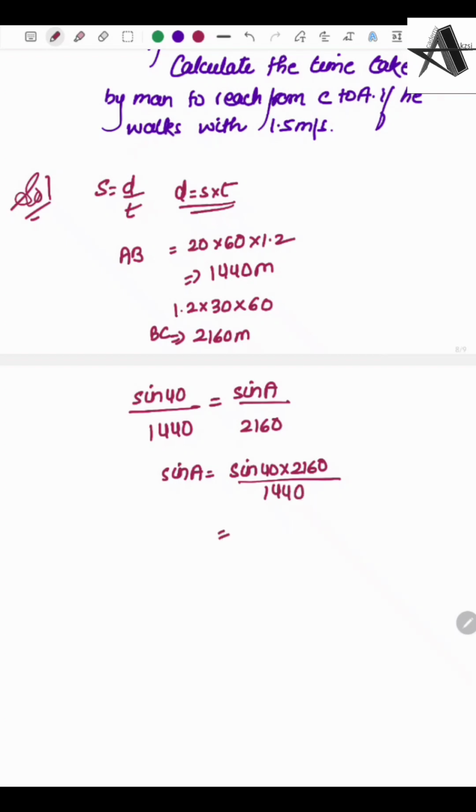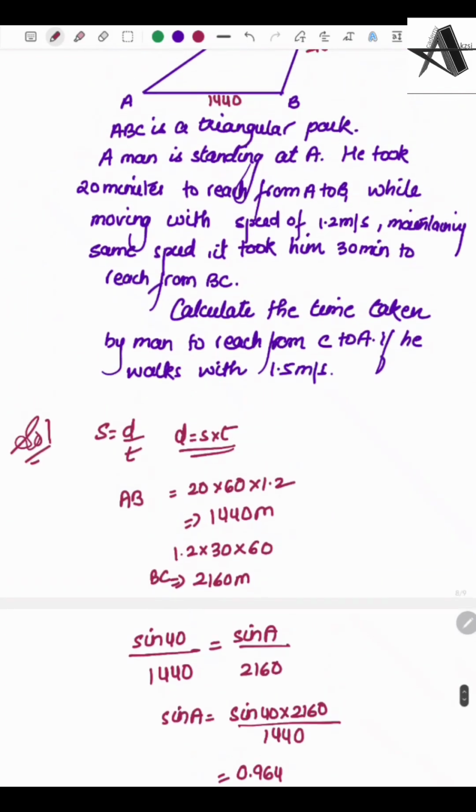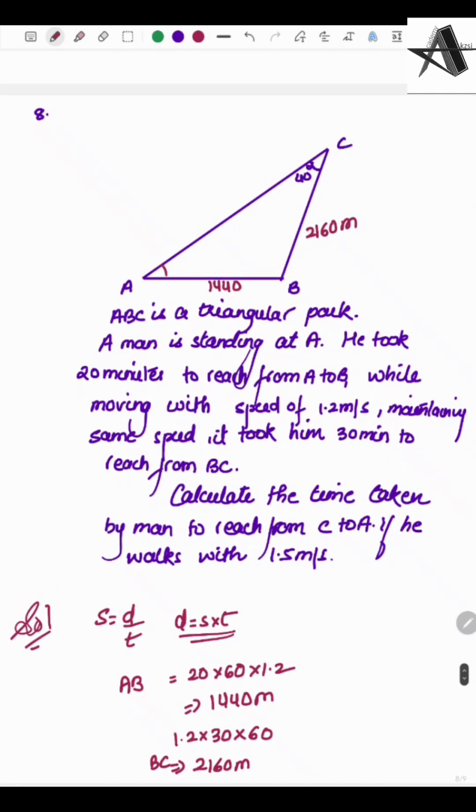This will give me 0.964. So angle A is equal to sine inverse of 0.964. This will give you ultimately 74.56 as the angle. So angle A is 74.56. See why I am calculating this angle? Because I need to calculate AC ultimately. So for AC I need angle B.